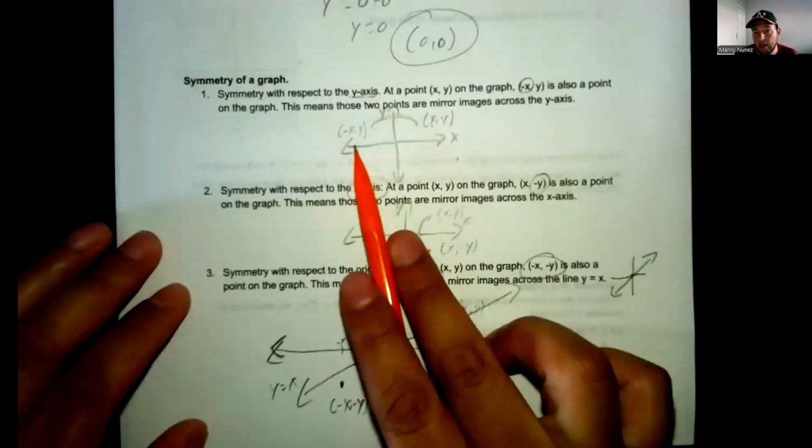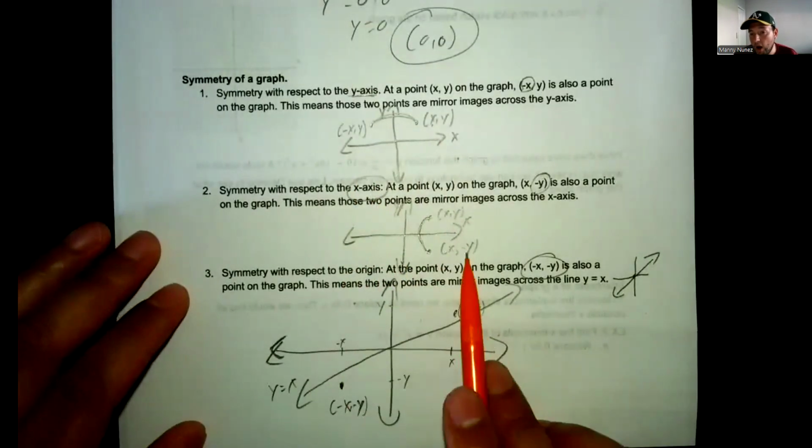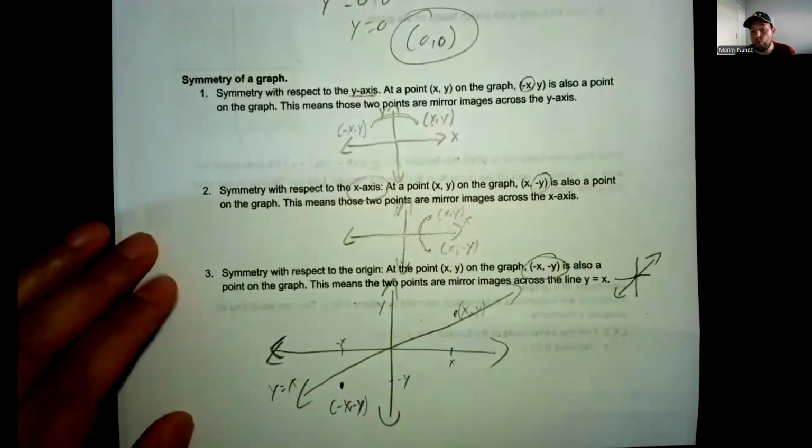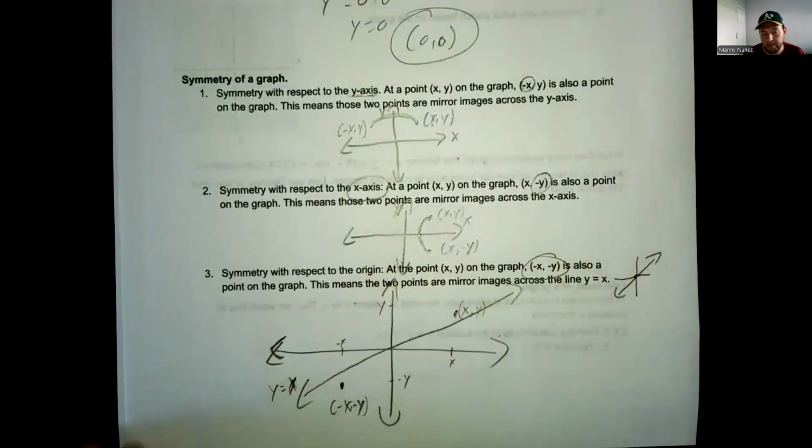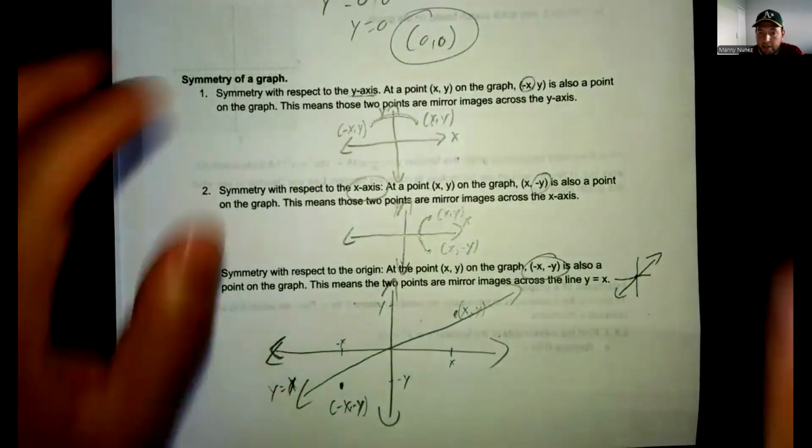Y-axis, the x becomes opposite. X-axis, the y becomes opposite. Across the origin, both of them become its opposite. We've got a few more examples here to look at, so let's take a look here.